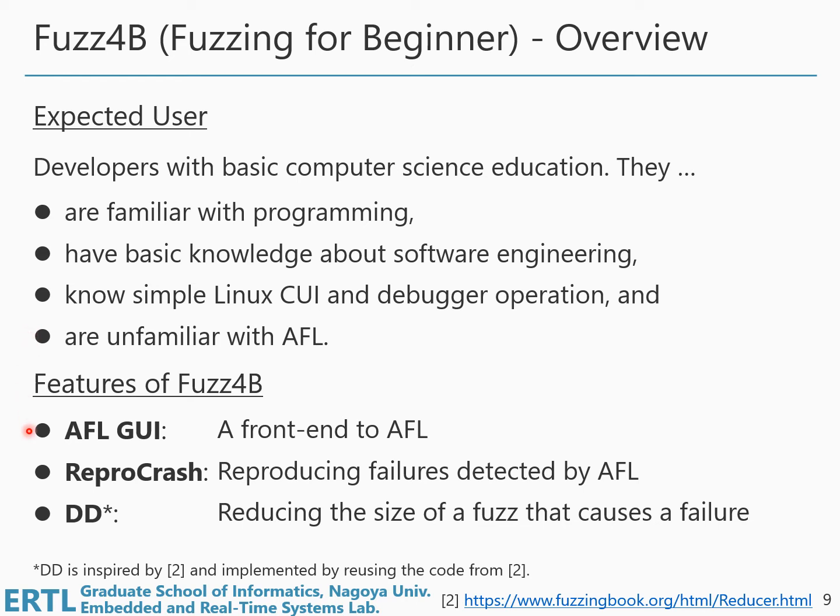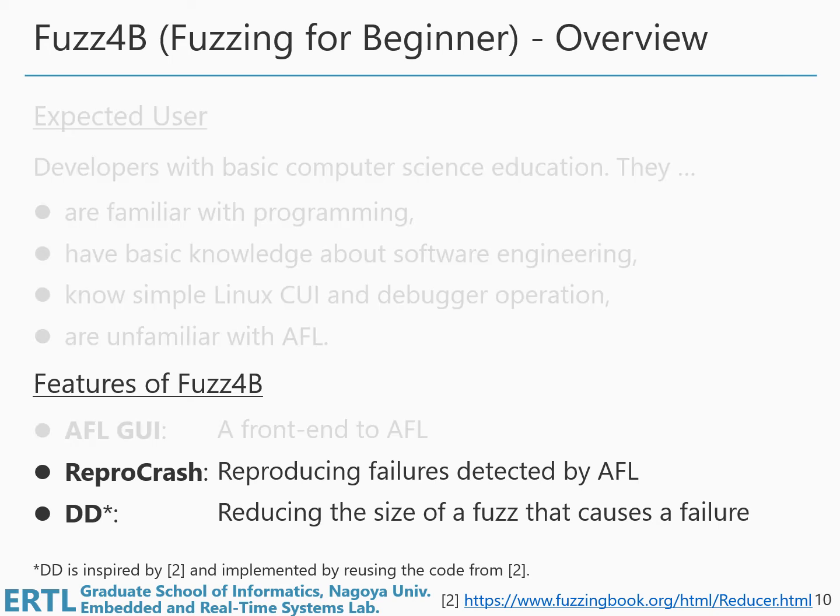Fuzz4B has three features: AFL GUI, repro crash, and DD. AFL GUI is the front end to AFL. Repro crash enables the user to reproduce failures detected by AFL. DD reduces the size of a fuzz that causes a failure. Now, I talk about more detail of repro crash and DD.